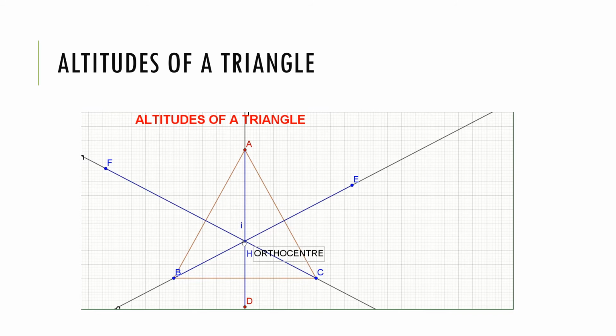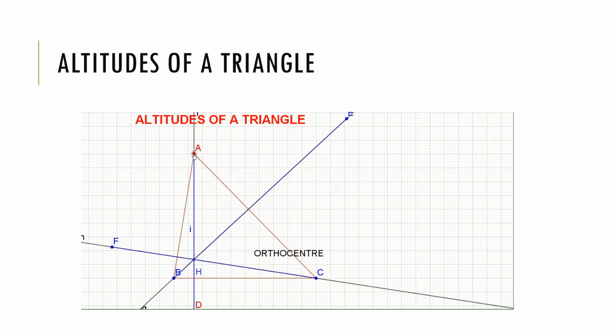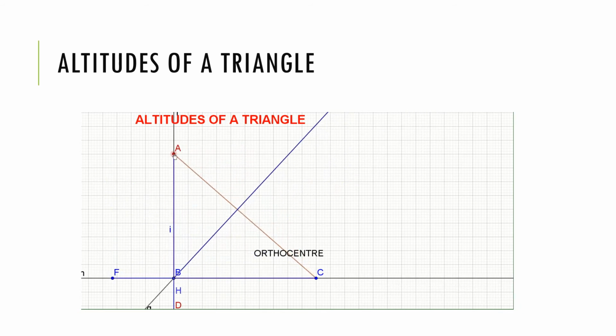Is the same with all the types of triangles? I mean to say a right angle triangle, an obtuse angle triangle. Will there be any change? Let us see. I'll just move this vertex A and try to make it a right angle triangle. Now when it becomes a right angle triangle, just see what is happening. The three altitudes are now meeting at this point.